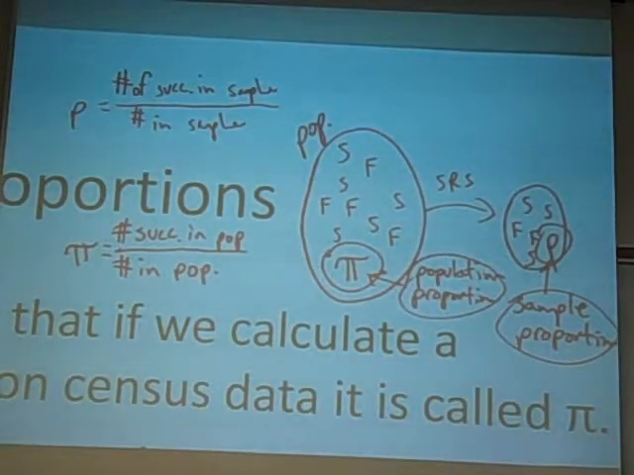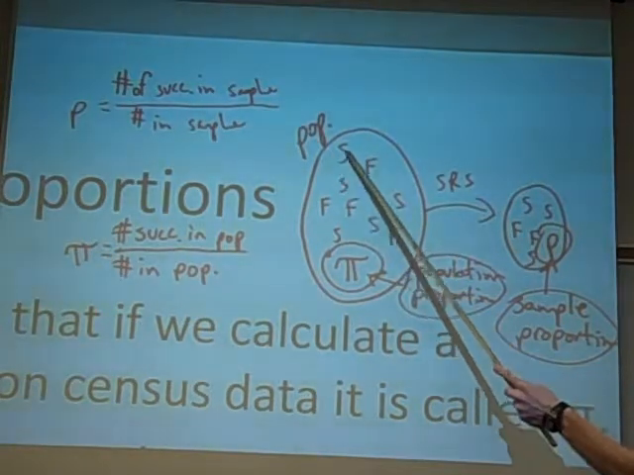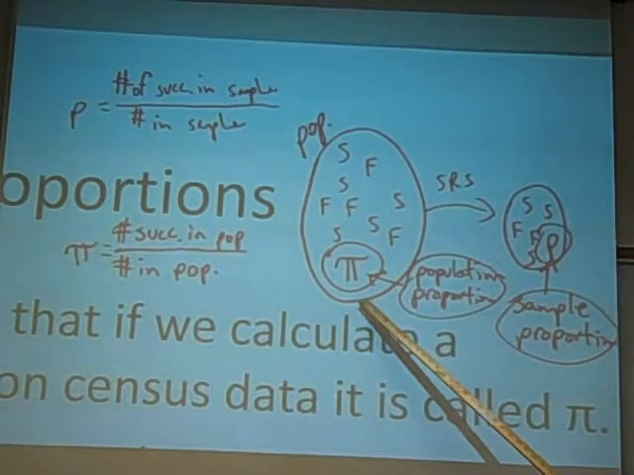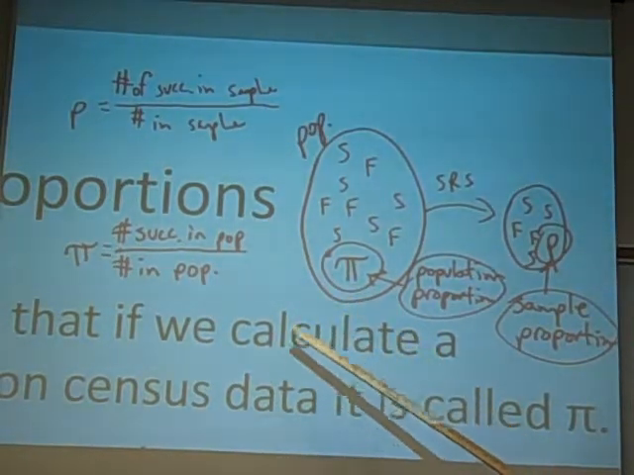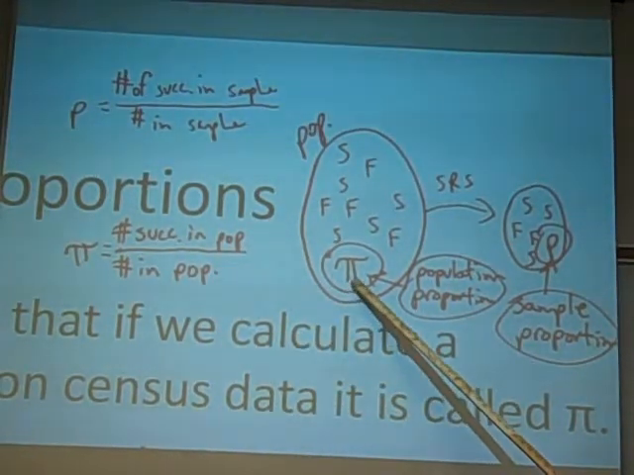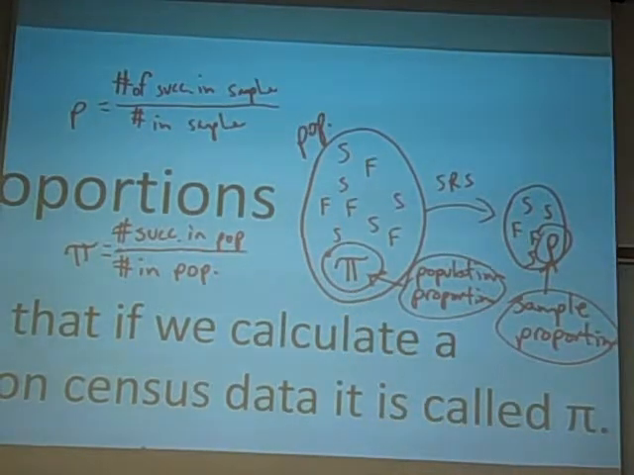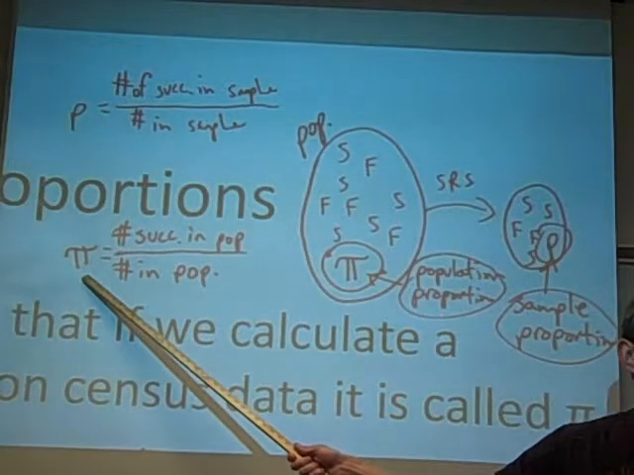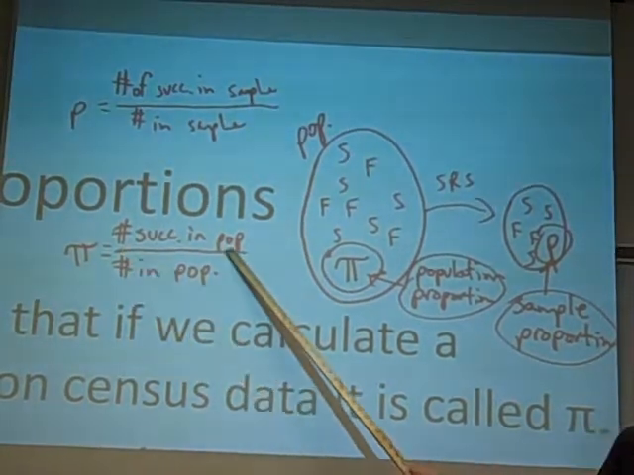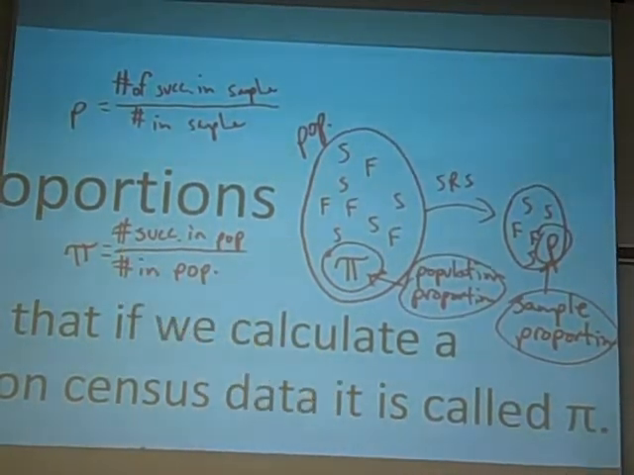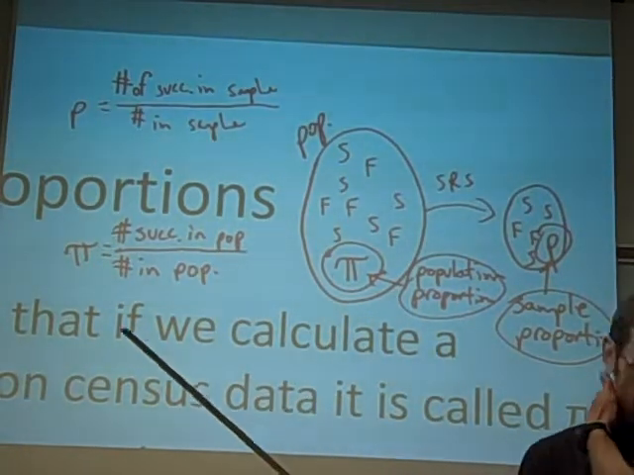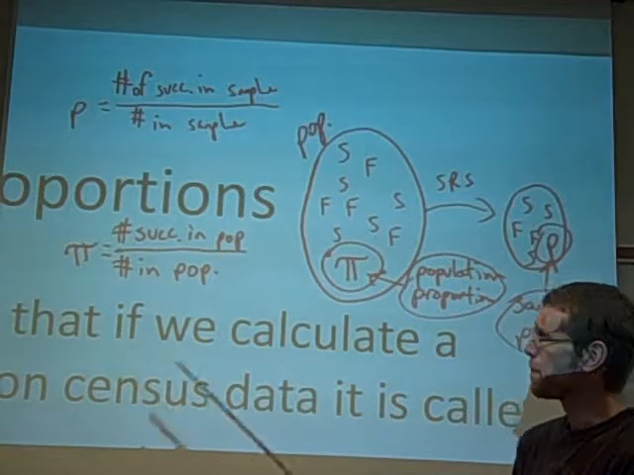Okay, so again, just to review, a population is made up of a bunch of successes and failures. We can't get a census. If we did get a census, what we would maybe be interested in is pi, where pi is the proportion of successes in the population. Theoretically, to calculate pi, it'd be the number of successes in the population divided by the number in the population. Well, we can't calculate pi because maybe we can't get a census.